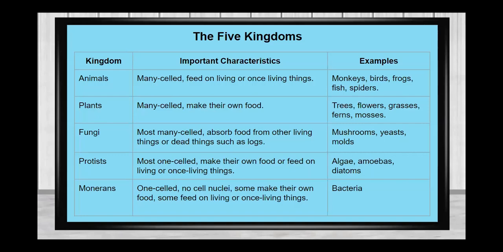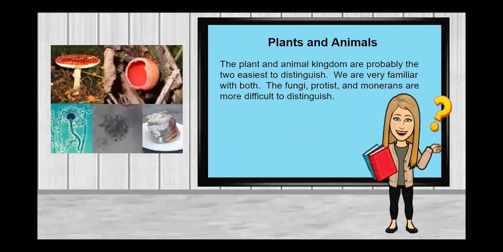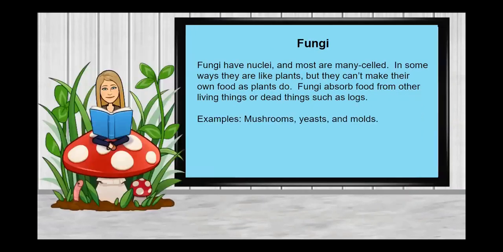And then the last one, this kingdom, sometimes referred to as bacteria. Other times you'll see the word monerans. Same thing, a bacterium is a moneran. They are single-celled. They do not have a nucleus. Some can make their own food, while some have to feed on living or once living things. The example I have for you is bacteria. So plants and animals are probably the 2 easiest to distinguish. We're very familiar with both. Fungi, protists, and monerans are more difficult to distinguish, which I mentioned already.